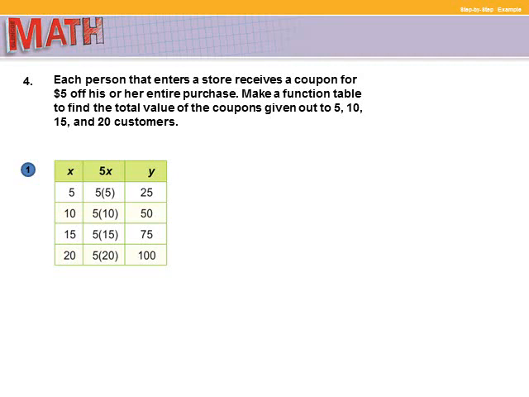So now I have x, 5x, y, and I'm going to substitute x by the numbers given to me, the number of customers. So in the first one, it's 5 customers, 5 times 5, this is 25. Second one, it's 5 times 10, which is 50. Third one, it's 15 times 5, which is 75. And the last one, 20 times 5, which is 100. Should I draw a table? It didn't ask me to, so I don't have to. Okay?